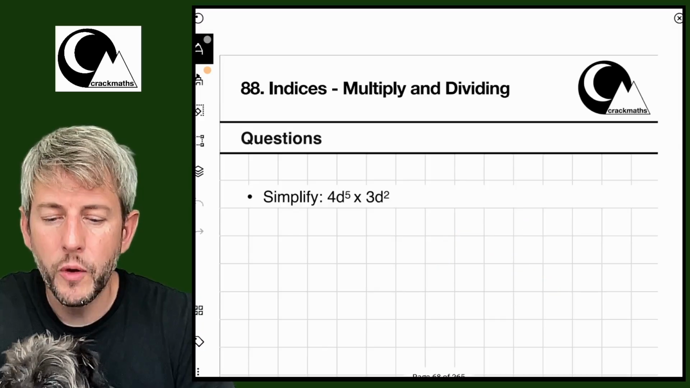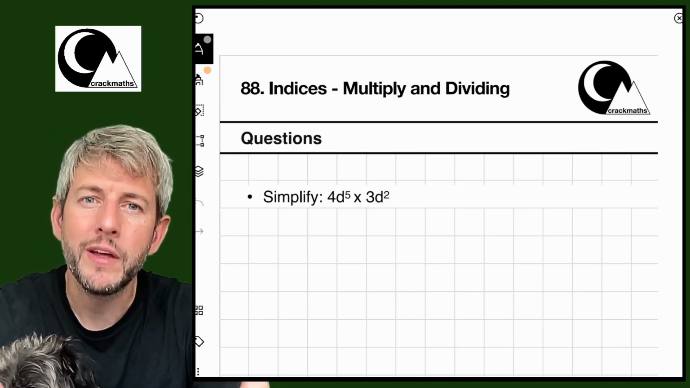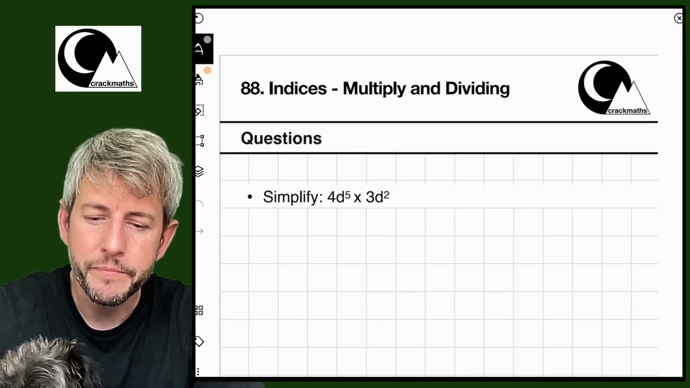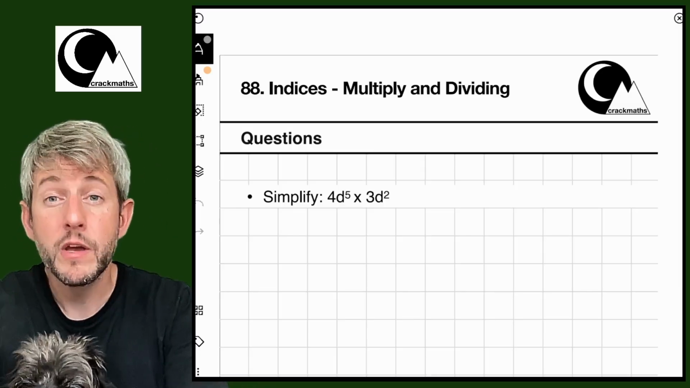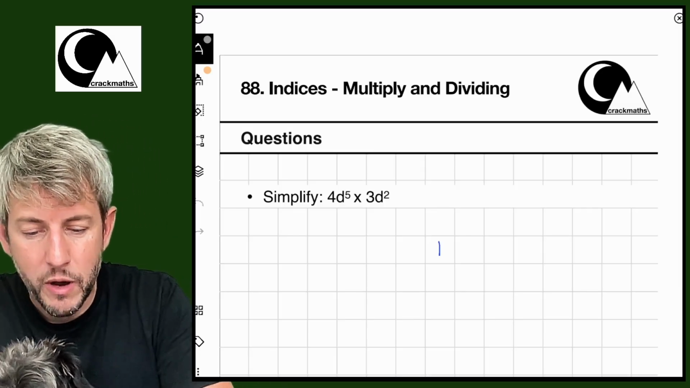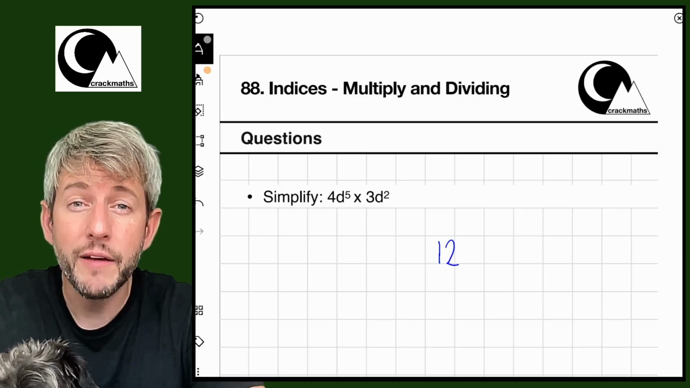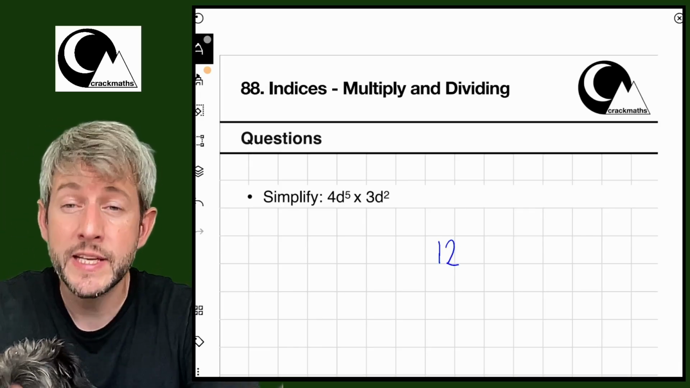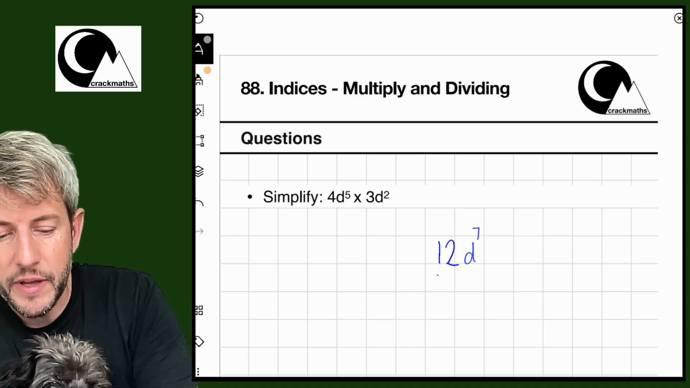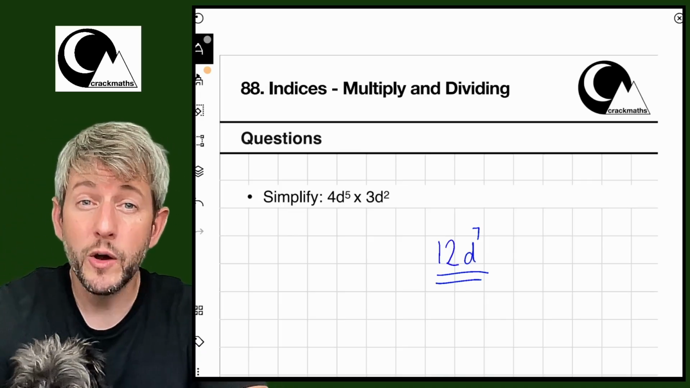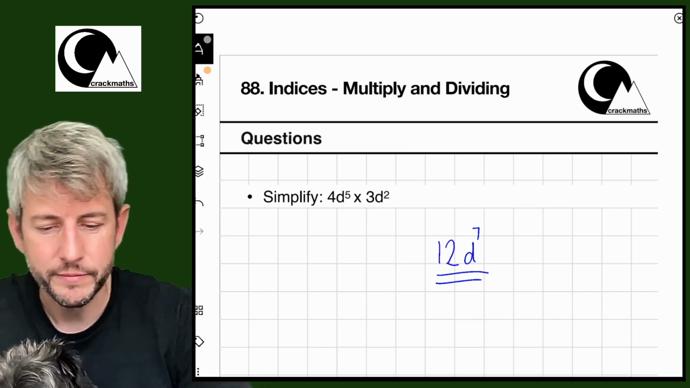Next one we've got here, 4d to the power of 5 times 3d to the power of 2. So we're going to do our coefficients first. We'll do our 3 times our 4. So 3 times 4 will be 12. And then we're going to have d to the 5 times d to the 2, and that is going to be d to the 7. Okay, so here we go. This is going to be 12d to the power of 7.